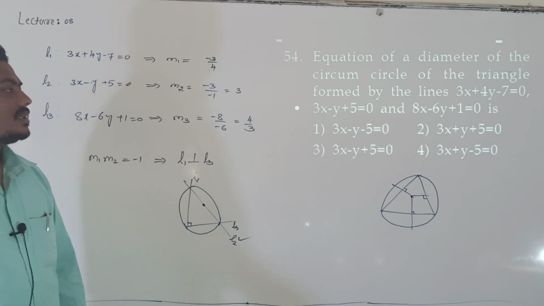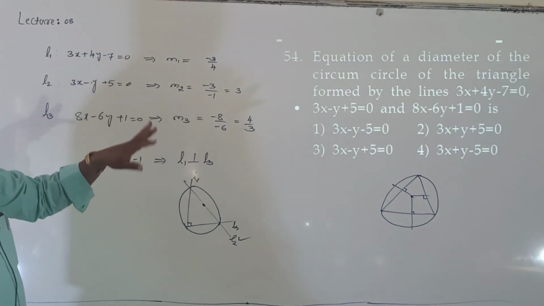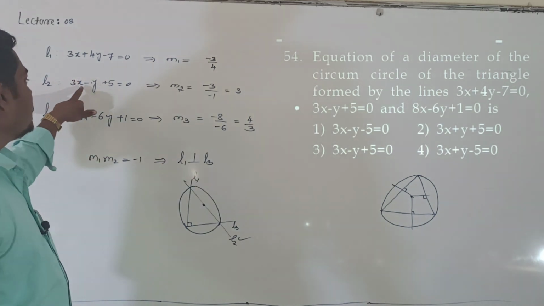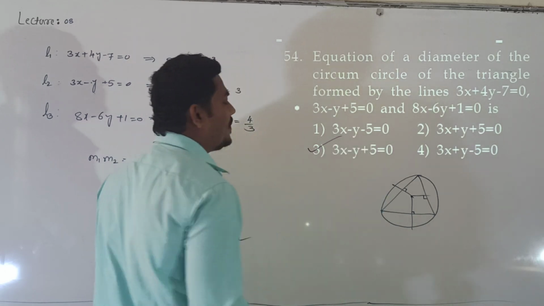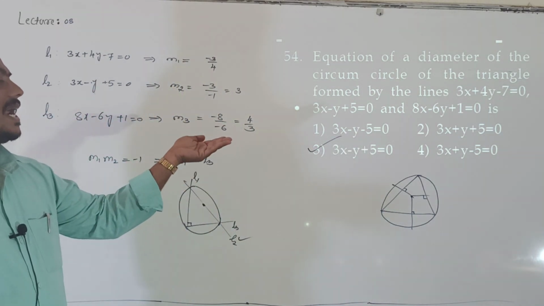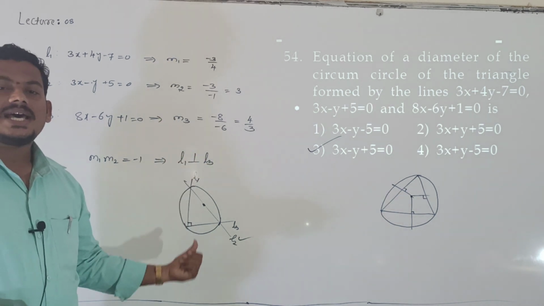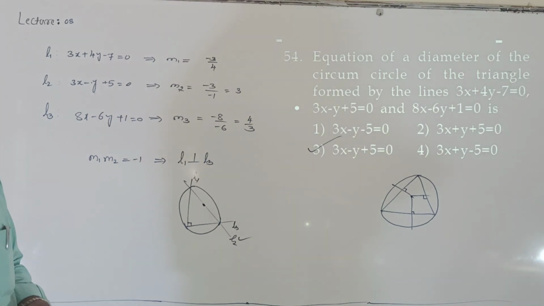Line 2 equation. Which one is line 2? This is 3x minus y plus 5 equal to 0. 3x minus y plus 5 equal to 0 is the equation of the diameter of the circumcircle. In this case, line 2 is the diameter of the circumcircle, right? Hence the third option is the correct answer.